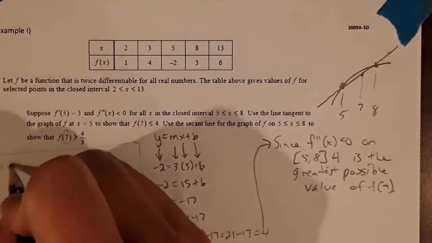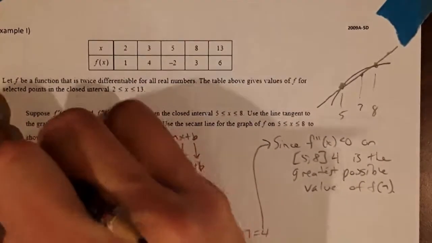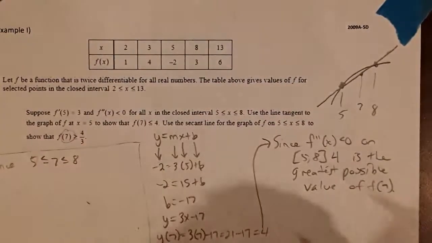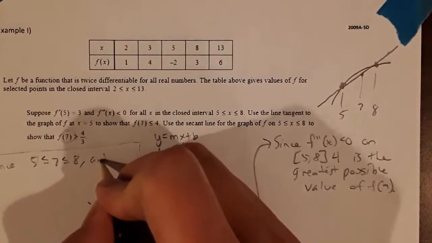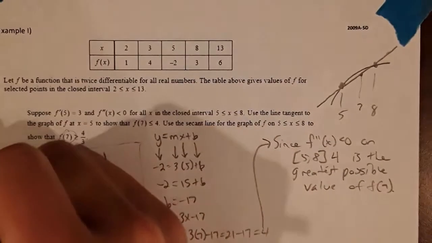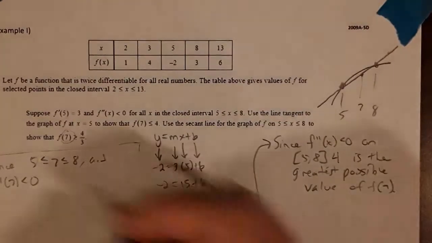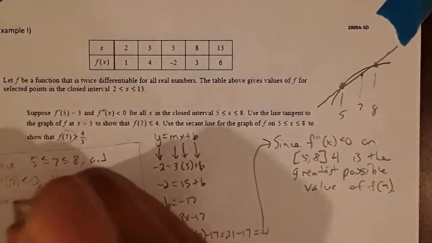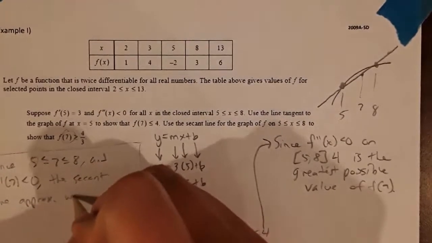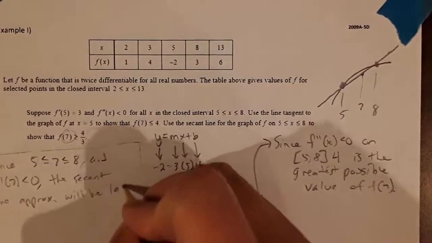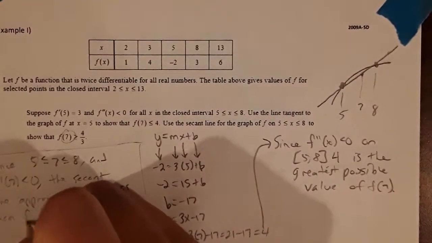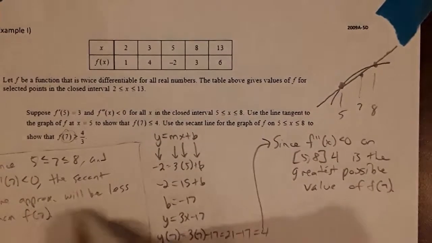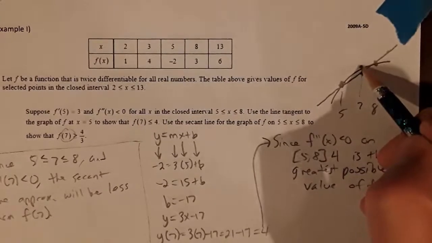So I'm just going to make a note, since 7 is between 5 and 8, and f double prime of 7 is negative, the secant line approximation will be less than f of 7. So they're saying the secant line approximation, this point, will be less than the actual value of f of 7. That would be a slight bit higher.